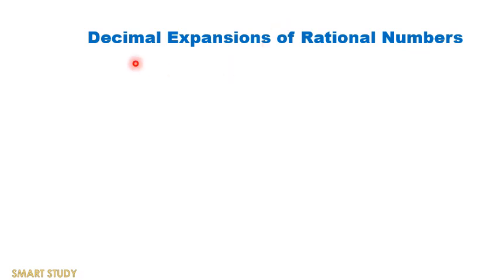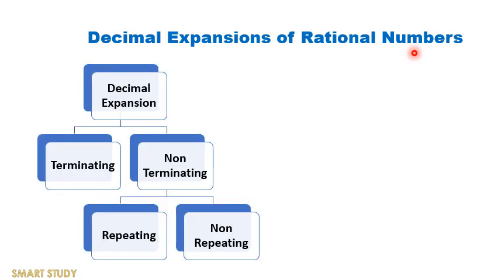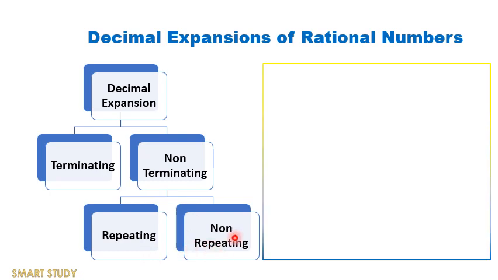Okay students, now we'll see the decimal expansion of rational numbers. In decimal expansions there are two types: one is terminating and the other is non-terminating. Again in non-terminating there are two types: one is repeating and another is non-repeating. We'll see the examples. First, terminating: 3 by 5. 3 by 5 is a rational number.